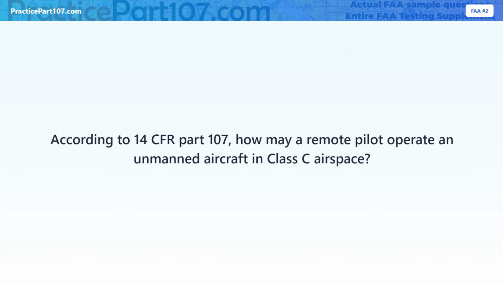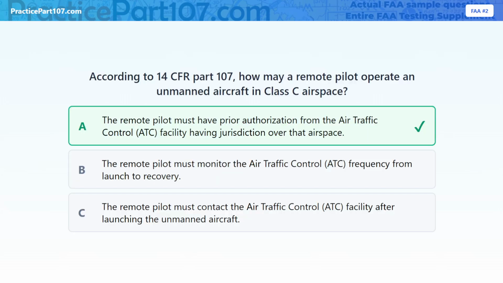So, important part here, Part 107 is what you're testing for. So, in a Class C, we need to know different classes of airspace. But one thing to remember when it's asking what do we need to have: we have to have authorization in any controlled airspace. So it doesn't matter if it's Class B or C or D or E. If we're in controlled airspace, we still need to get prior authorization.